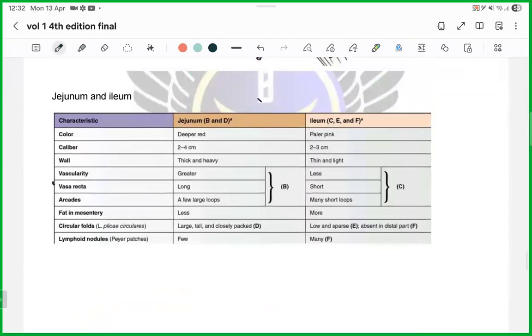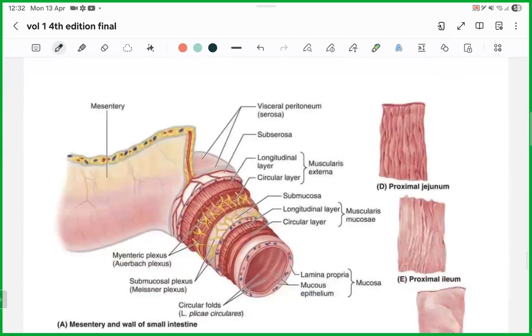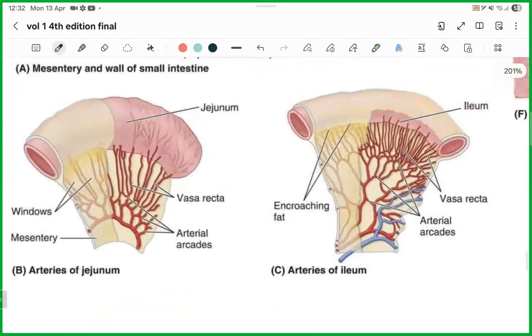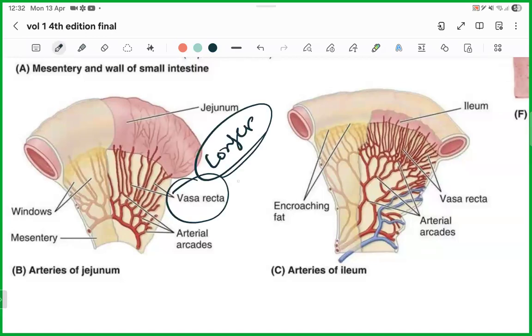Jejunum and ileum, you can give a reading, but remember the statement I tell you. How do you differentiate between jejunum and ileum when you are doing any surgery in the small intestine? Because jejunum has longer vasa recta. And if you have a question, you will directly have this question with this being the right answer.